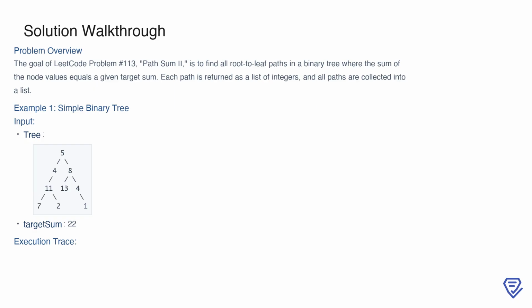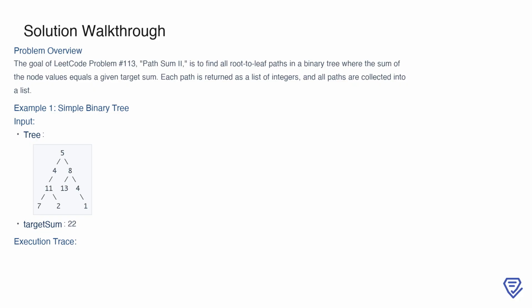In Path Sum 2, the task is to identify all the paths from the root of a binary tree to its leaf nodes where the sum of the node values matches a specific target. For example, in the given tree, we are looking for paths where the sum of the node values equals 22. Starting at the root with value 5, the tree branches out into left and right subtrees.